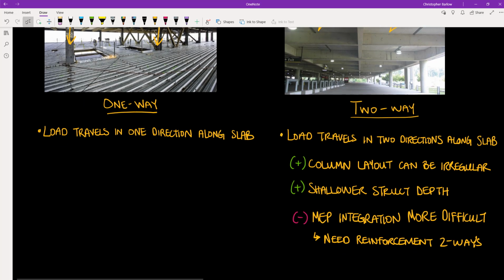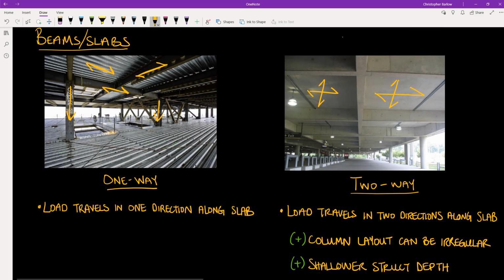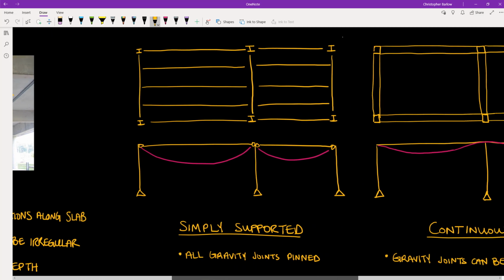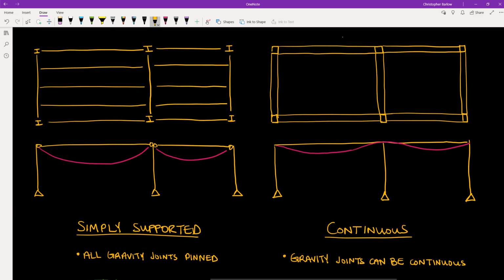One disadvantage, however, as we discussed earlier, is that MEP integration will become more difficult, as now we have reinforcement in two directions that we would need to avoid in order to cut a penetration through the slab. Also, with concrete systems, we need to talk about end conditions for our members. So when we talked about steel gravity framing, we only looked at simply supported members. That is, all of these joints between elements were pinned. And so we were designing for a deflected shape that looked like this.